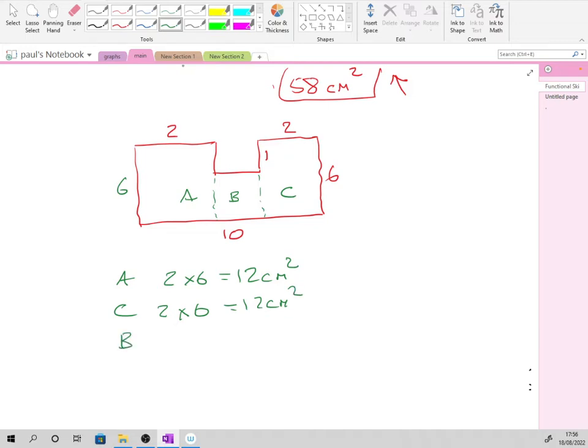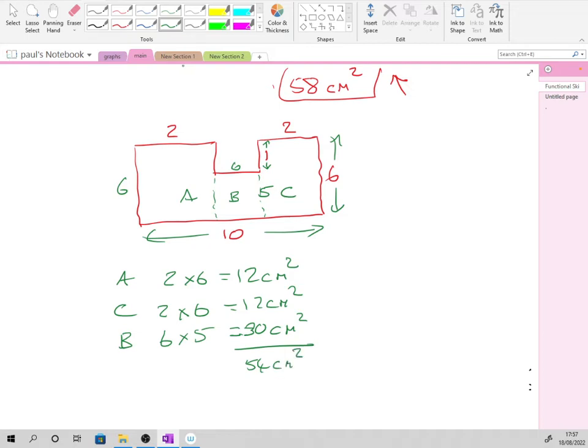And B, this little bit in the middle. Now, if that's 1 there, and that's 6 there, that means this dashed line must be 5. And what about this bit in the middle? Well, it's 10 all the way across. There's 2, there's 2, so 10 minus the 4 makes that 6 over there. So B is 6 times 5, which is 30. Add them all up together, and we get 54 centimeters squared.